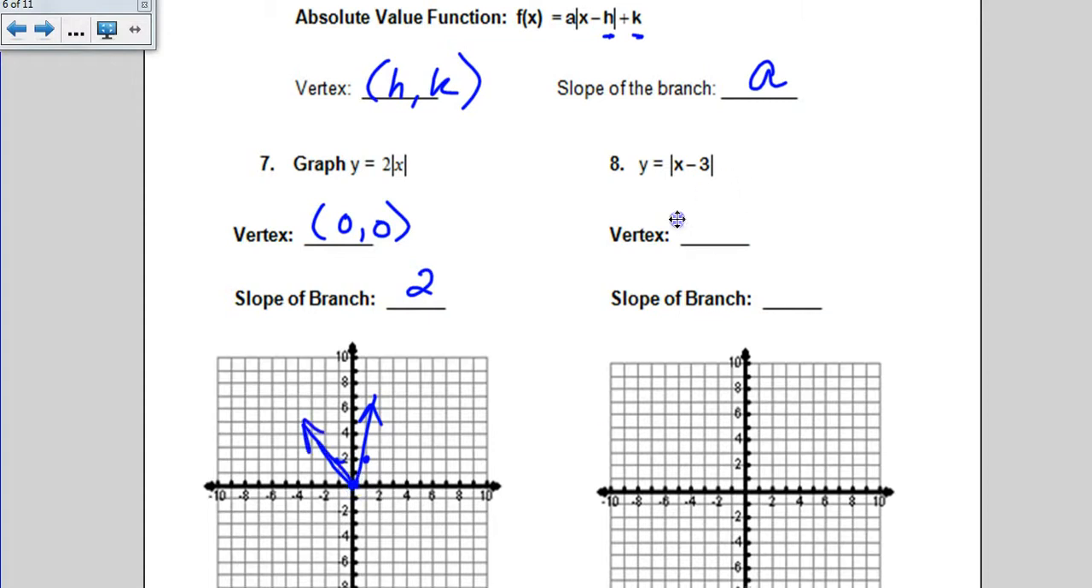So number 8, the vertex this time. Remember, inside the bars you got to think opposite, so that's really a positive 3, and there's nothing off to the side, so positive 3, 0. And since there's no number in front of the bars, there's an invisible 1 there. So at 3, 0, you've got your vertex, and then your slope is 1, so we're going to travel up 1, right 1, and we're also going to travel up 1, left 1. So you've got a slope of 1, slope of negative 1, and there's your absolute value graph.